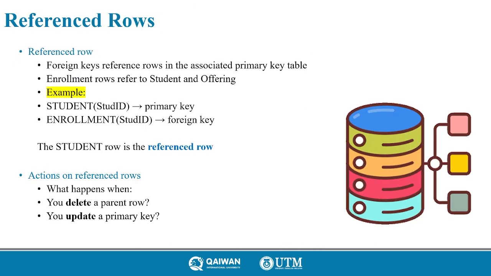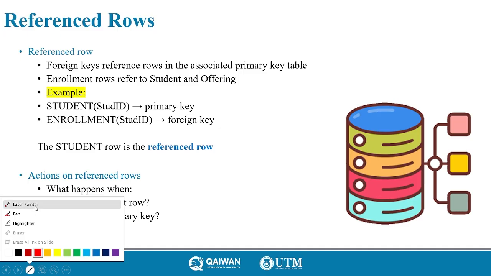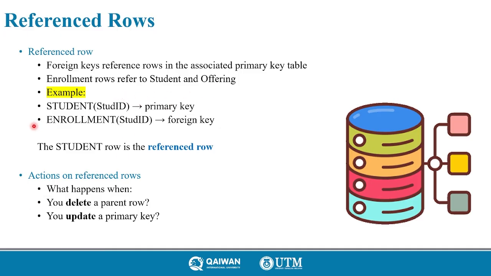Now we have reference rows. A reference row is a foreign key referencing a row in the associated primary key table. Enrollment rows refer to a student and offering. Example, a student has a student ID and it is a primary key. However, student ID in enrollment would be a foreign key. The student row is the reference row. As for action on a reference row, what happens when you delete a parent row or update a primary key?